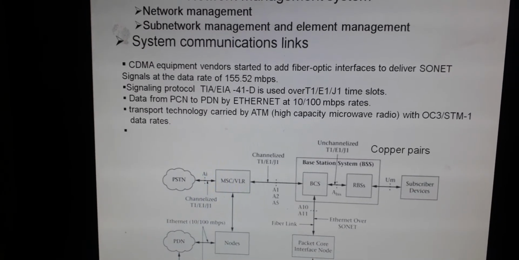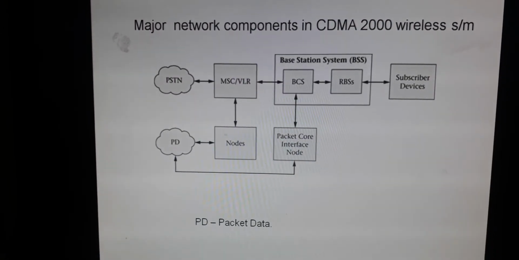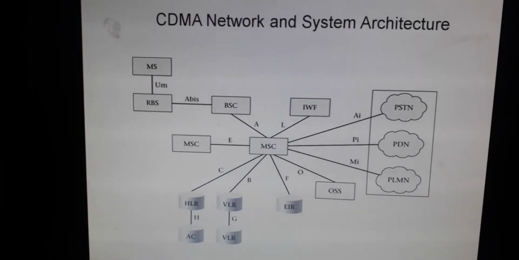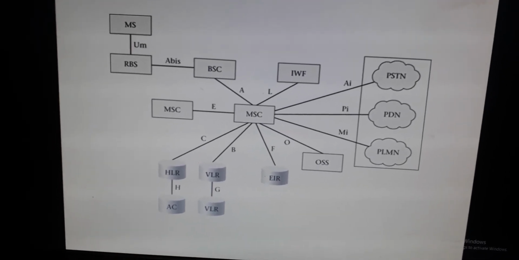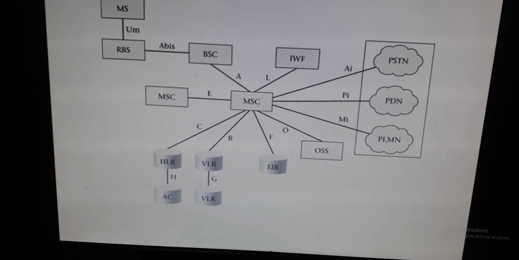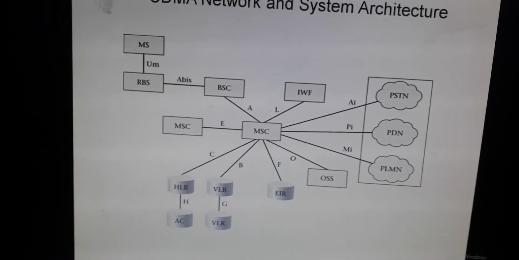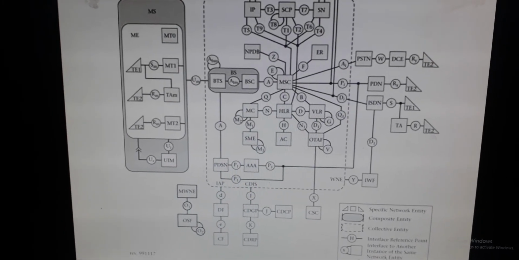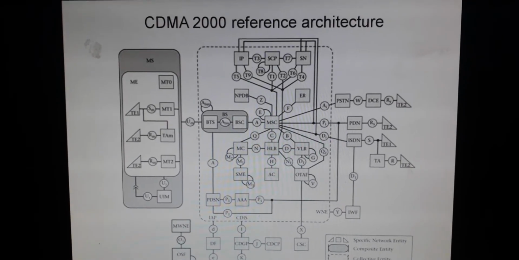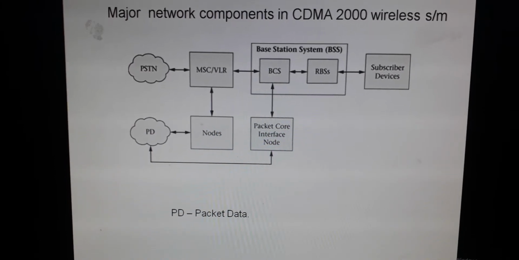Long PN sequence and short PN sequences are very, very important. So this is the CDMA system architecture as just shown. All the same components are there, and even the interfaces are also shown. This is the CDMA network and its system architecture. This is a subscriber device.